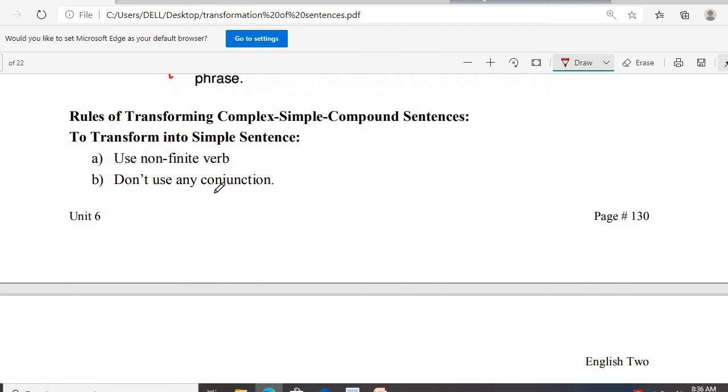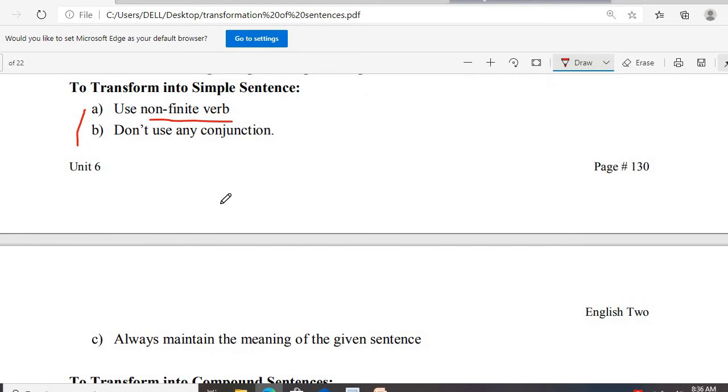To transform into a simple sentence, you have to remember this thing. When you transform a sentence into a simple sentence, you will have to use a non-finite verb. Non-finite verb, my dear students, I have already discussed it. If you have any problem, we will discuss it in our later video, and you can also get help from the grammar. Don't use any conjunction. So these are the two key things. In a simple sentence, you will have to use a non-finite verb, but you will have to avoid using conjunction.